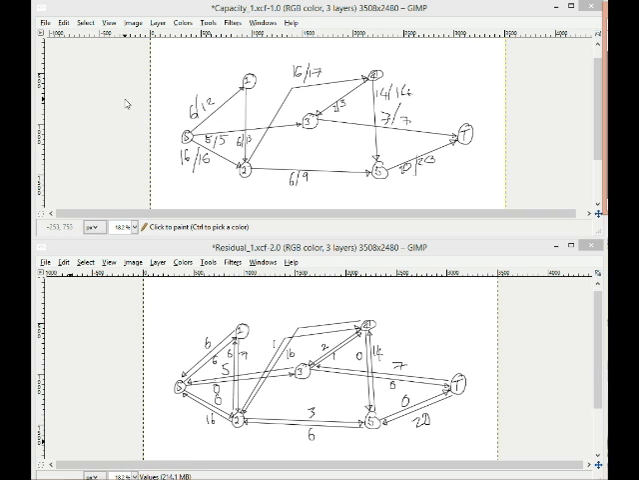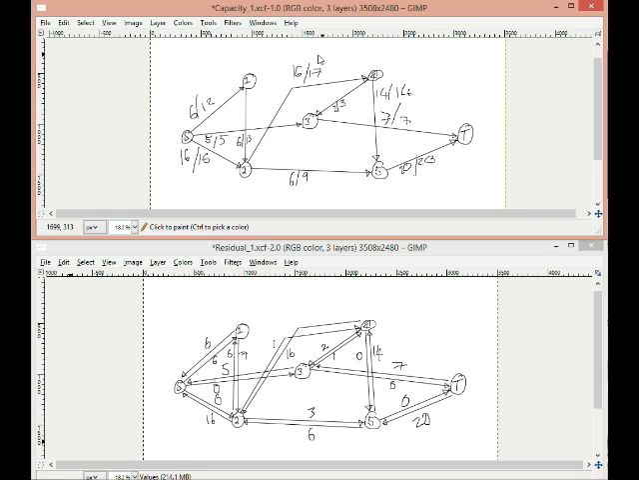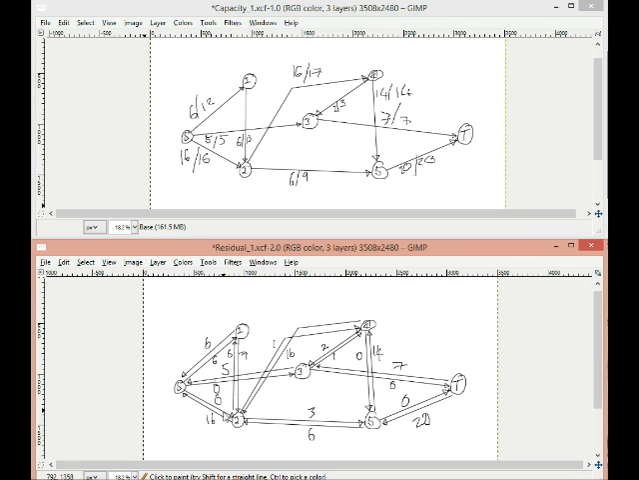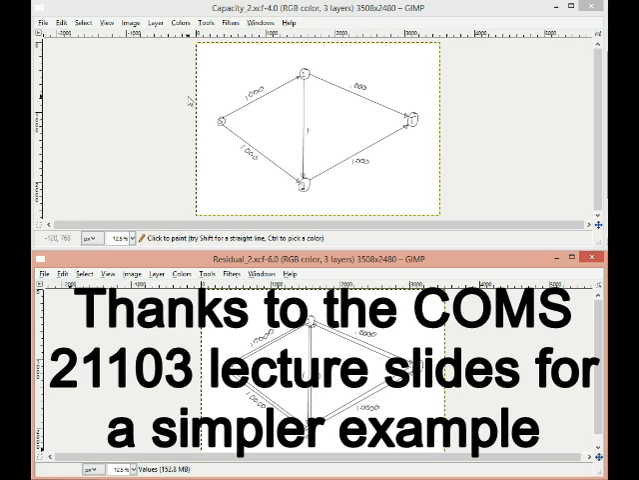Once the iterative process is complete, your capacity graph will look like so, and your residual graph will look like so. Next, I will show by demonstration the problems with the Ford-Fulkerson algorithm. To demonstrate this, I will be using this graph here.